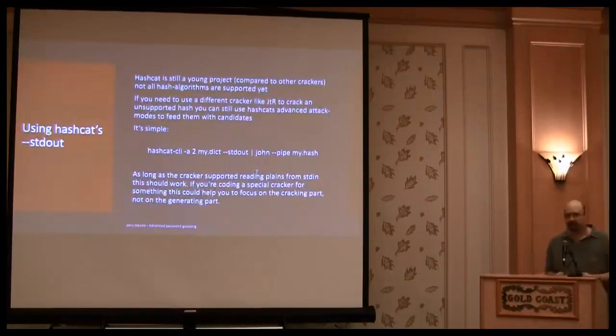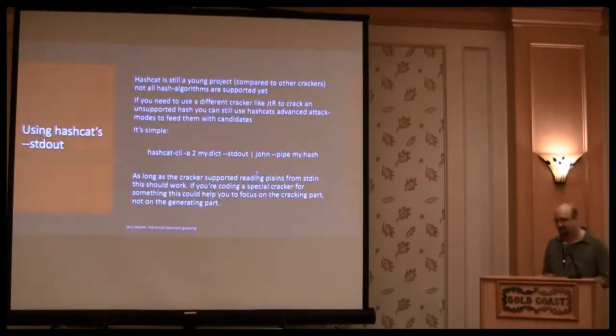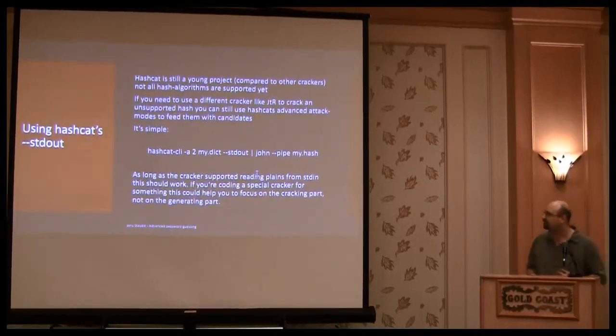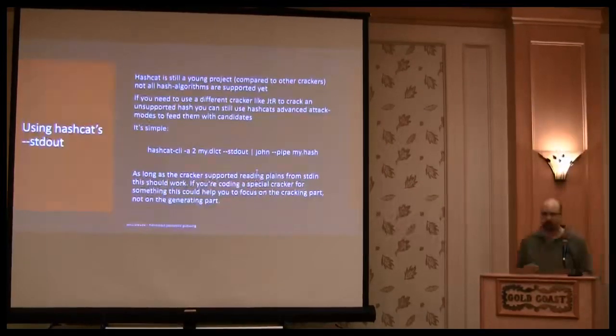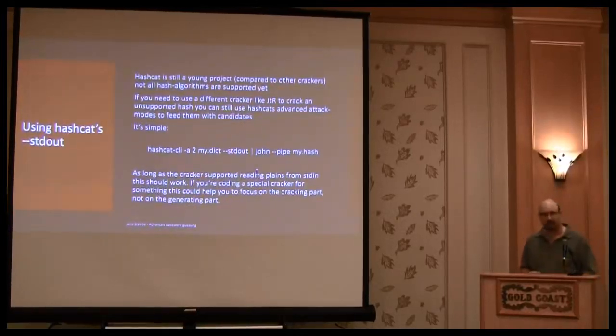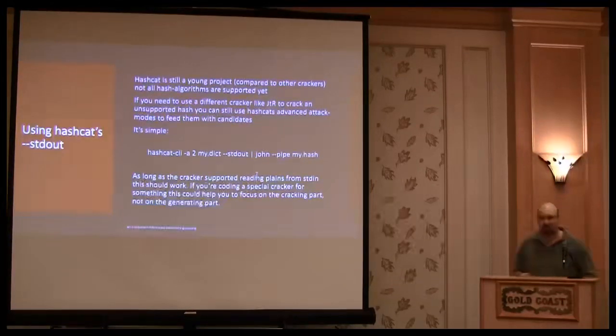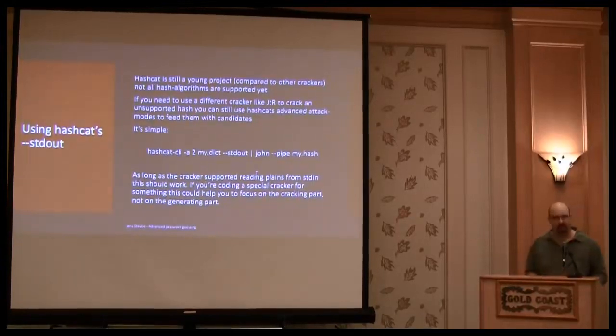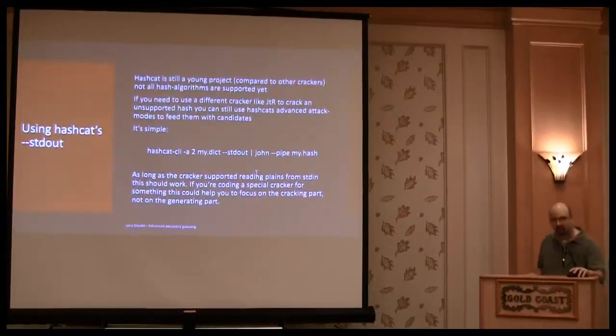So, if you want to use these candidates that Hashcat can produce with another cracker, because another cracker can crack an algorithm that Hashcat does not support, Hashcat has an stdout parameter, and you can feed other crackers like John, for example. Or if you are writing your own cracker, and you do not want to concentrate on the password generation part, which is the bigger part of the password cracking, and you want to concentrate only on the cracking part, you can use Hashcat for the password generation.